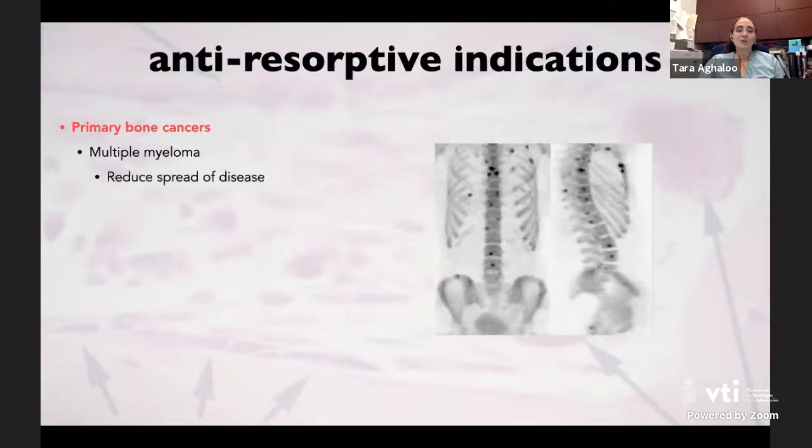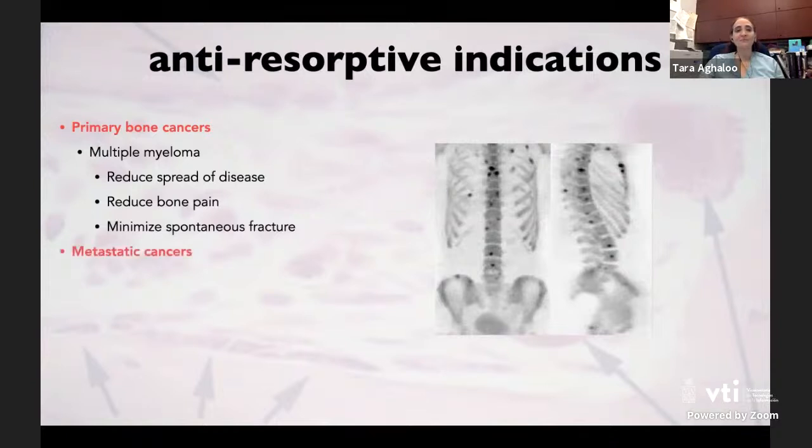The anti-resorptives are very effective in this disease to reduce the spread of disease and to reduce bone pain, because you can imagine the chewing up of the bone by the myeloma cells is going to be quite painful. It's also going to cause spontaneous fractures, whether rib fractures, spinal fractures, or hip fractures, which are obviously pretty significant and debilitating to the patients.